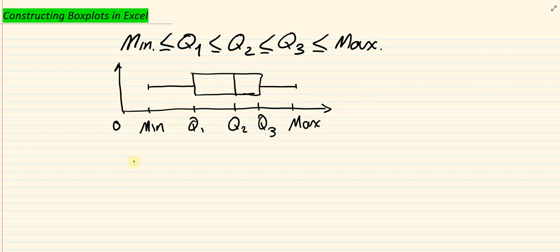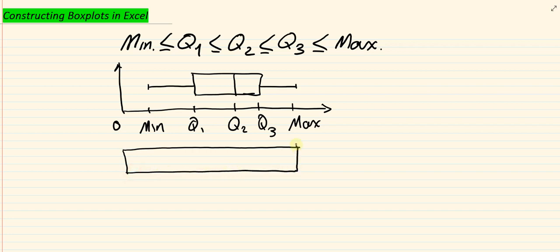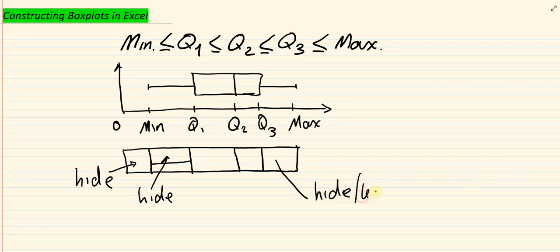Now one way we can do this is like this. My strategy is to create a stacked bar plot. This bar plot is going to have 5 pieces. What I need to do is hide the lower part, and then for the second bar, I want to draw the whisker and hide the bar. And then finally for that last portion, I would like to again hide it and add a whisker to it. So that's what we want to do. That's our strategy: hide and whisker.